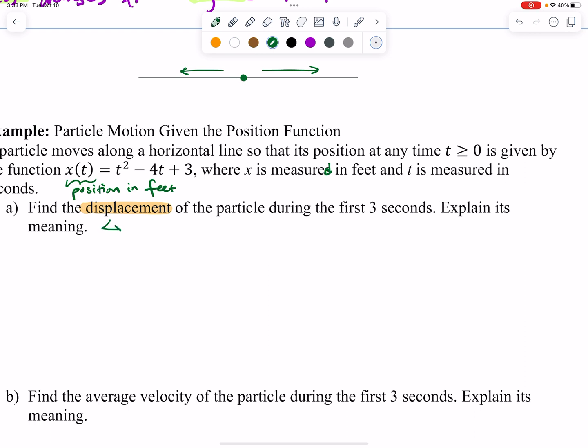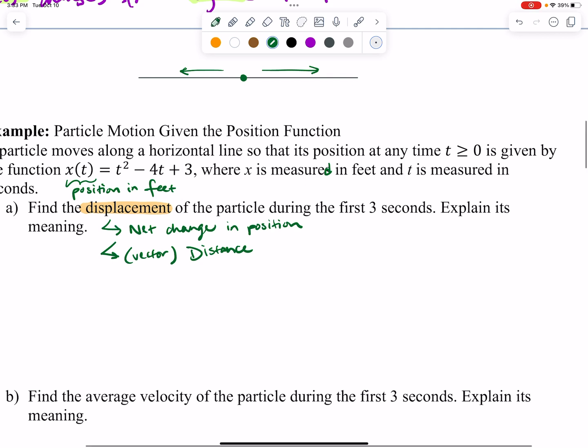Displacement can be described as a net change in position. It is also a vector quantity, which describes the distance and direction from start to finish. So with relation to where you start, how far is it to where you finish, as well as the direction. You need magnitude and direction to describe a vector quantity.